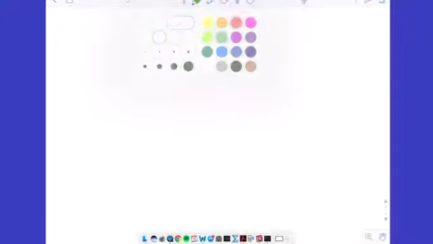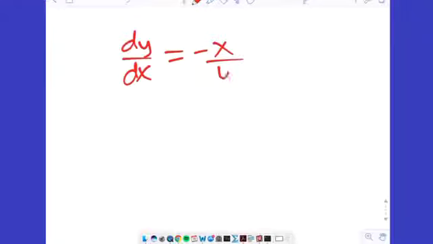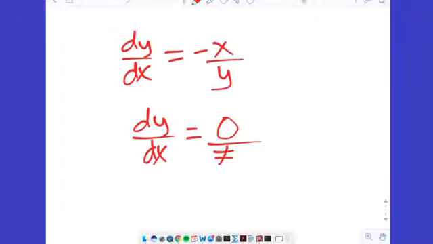So to do that, dy dx, here's what you're going to show. I'll stay with red because we're doing horizontal tangent line. The derivative is negative x over y. To solve for horizontal tangents, it's going to be when the derivative is equal to 0. And you always want to show the equation you're solving. But because it's a ratio, you're going to want to probably say not just equals 0, but equals 0 over non-zero.